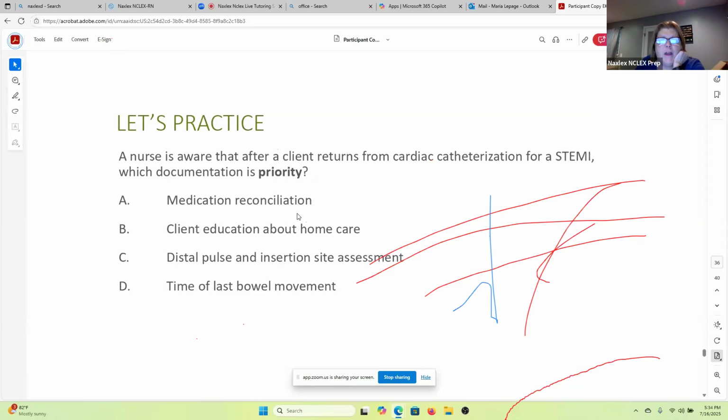A nurse is aware that after a client returns from cardiac catheterization for a STEMI, which documentation is priority? Letter C. C.